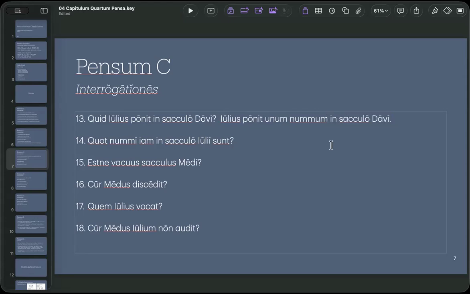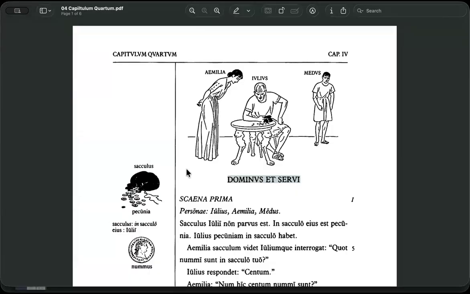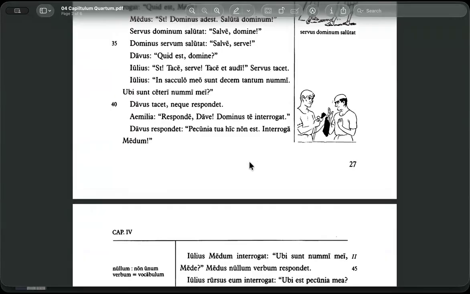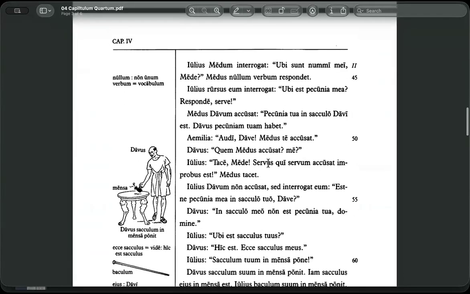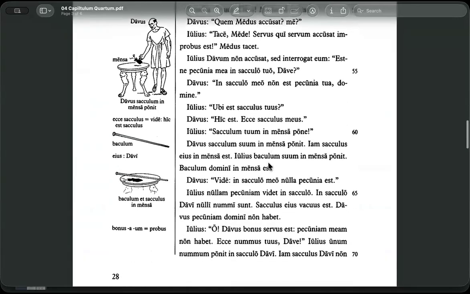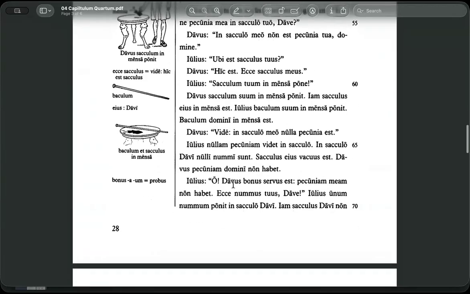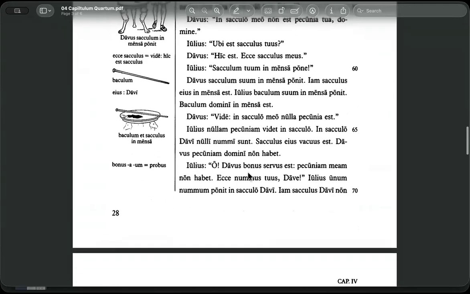Okay. But actually, my point was Julius didn't put it in there. He gave it to Davos, who then put it in. So you could actually come up with a whole different answer to this. Actually, hold on. Let's see here exactly how that worked. Tace, responde, pecunia, responde, blah, blah, blah, tace, Iulius hic sacculum exponit. Yeah, around line 70. Ecce numus tuus, Dave. Habet, ecce. See, no. Oh, he did put it in his sack.